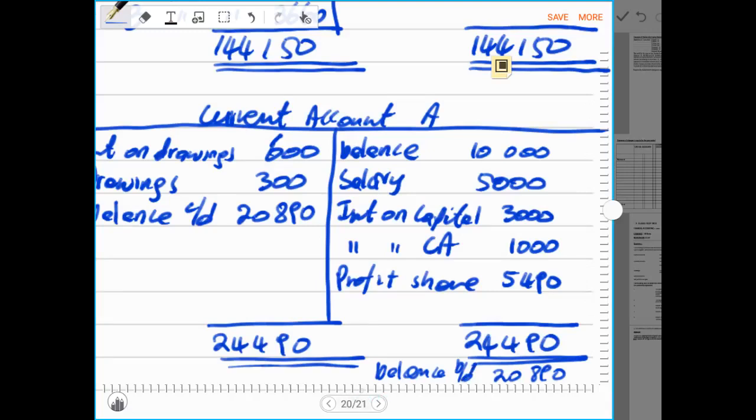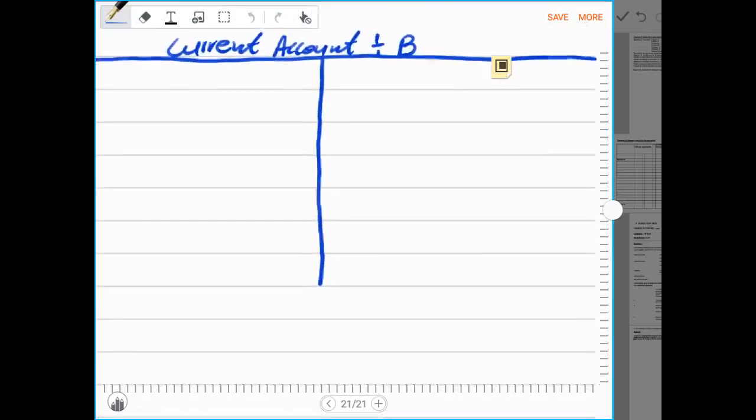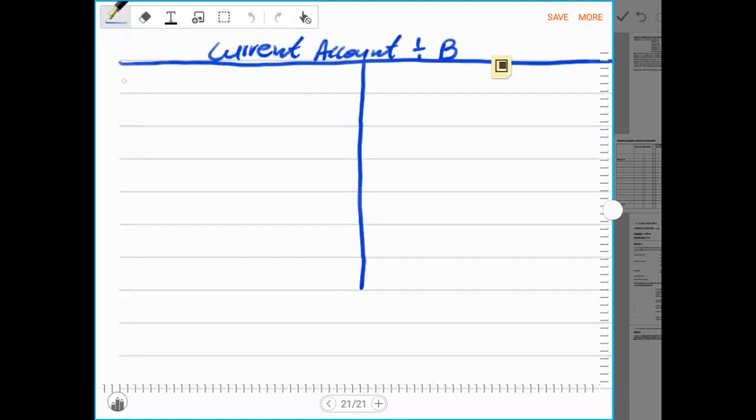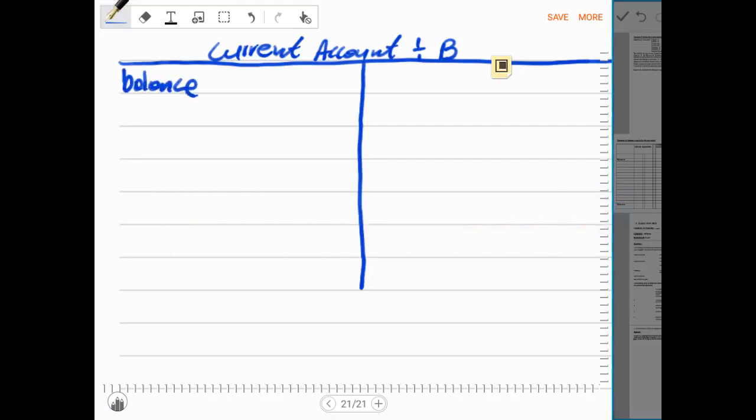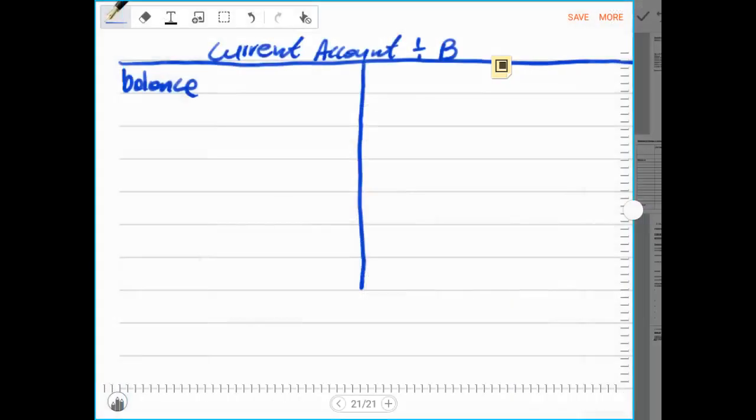So now we can do the next ledger account for the second partner, which is partner B. And we know that the current account for partner B had a debit balance. Remember, a debit balance, if it's not stated, will be written as a negative. If you see those brackets, that shows that this ledger account will have a debit balance of 800. Then after, as usual, we record the interest, or starting first with the salary.